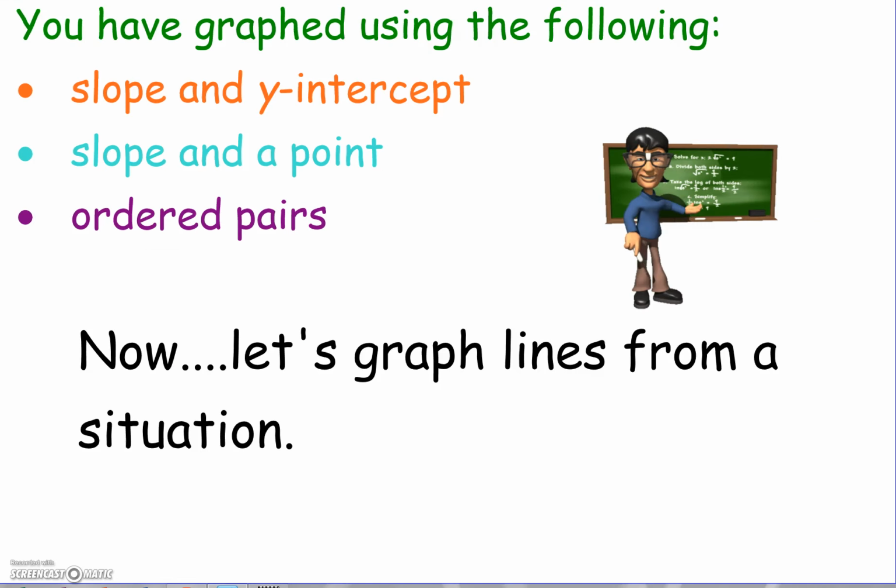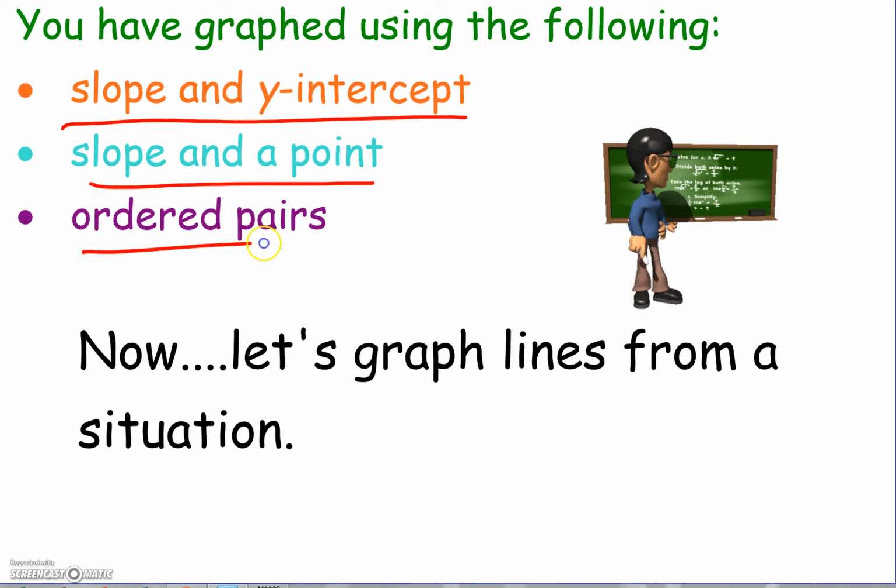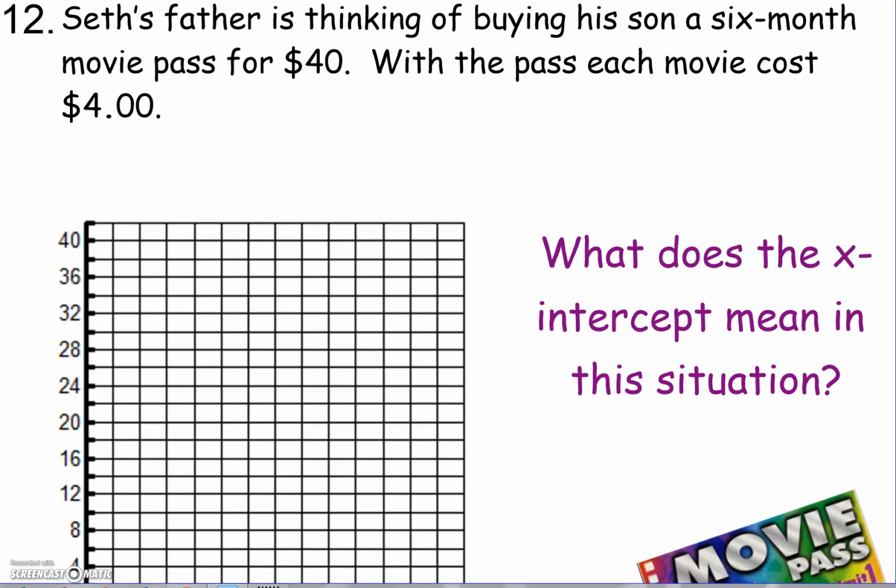You have graphed using the following: slope and y-intercept, slope and a point, and ordered pairs. Now let's graph lines from a situation. Seth's father is thinking of buying his son a 6-month movie pass for $40. With the pass, each movie costs $4. What does the x-intercept mean in this situation?